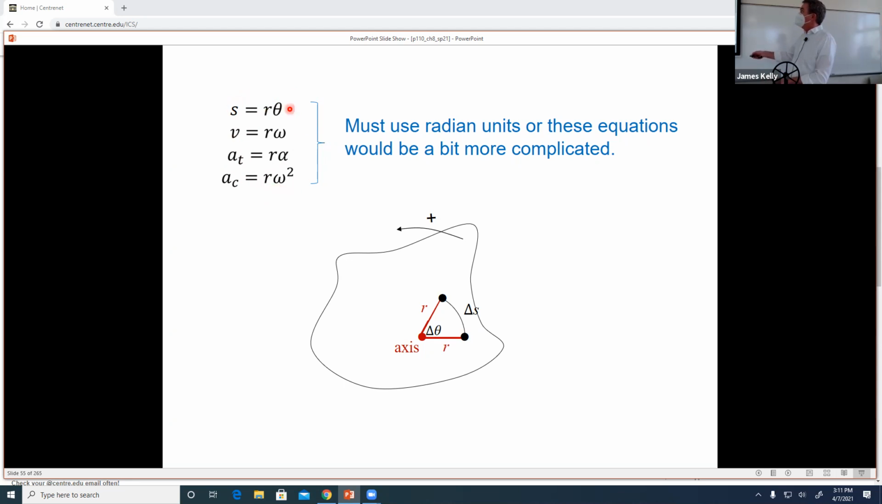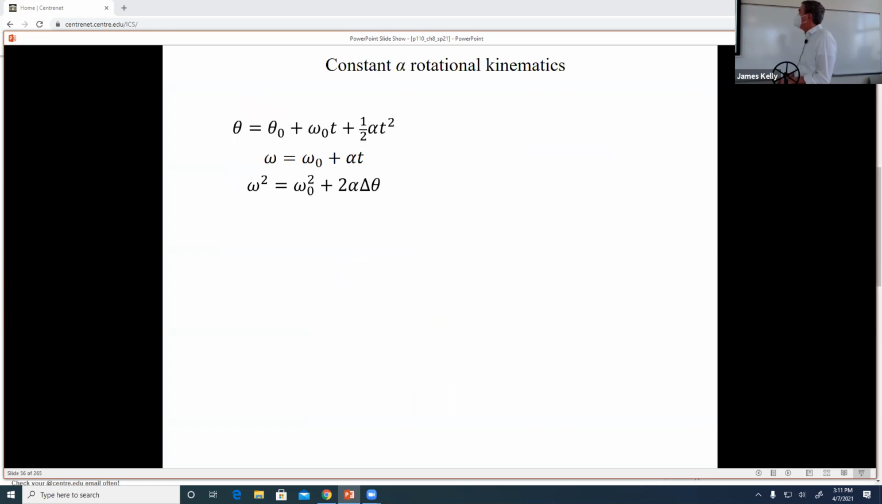And for all of these, they started with this one, which had to be true in radians, and we use that all the way down. So theta, omega, and alpha have to be in radians units. That means something like omega in radians per second, alpha in radians per second squared, theta in radians. Otherwise, you'd need an extra factor put into these equations.